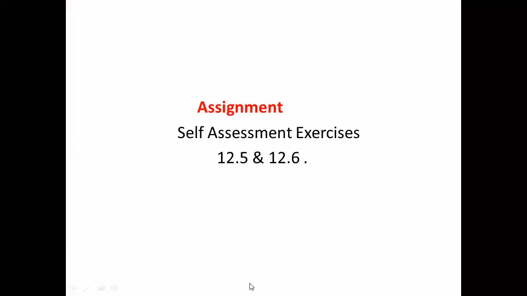Self-assessment exercises 12.5 and 12.6 are the same as these questions. So it is your assignment.